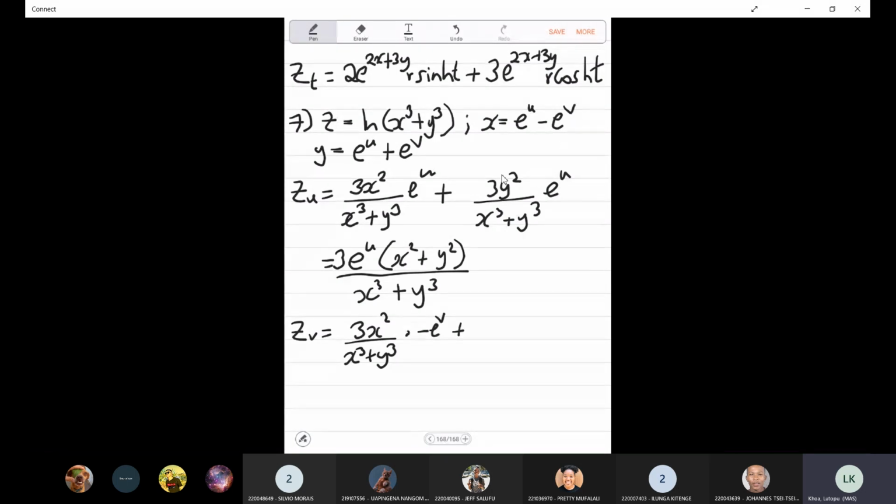And then we add the derivative of z with respect to y, which is this one here, 3y squared over x cubed plus y cubed, multiplied by the derivative of y with respect to v, which is e to the power of v. And then again, like we did in the previous step, you can factorize and combine it as a single fraction. So this will give us a denominator x cubed plus y cubed. The 3 can be factored out, e to the power of v can be factored out, and we have y squared minus x squared.